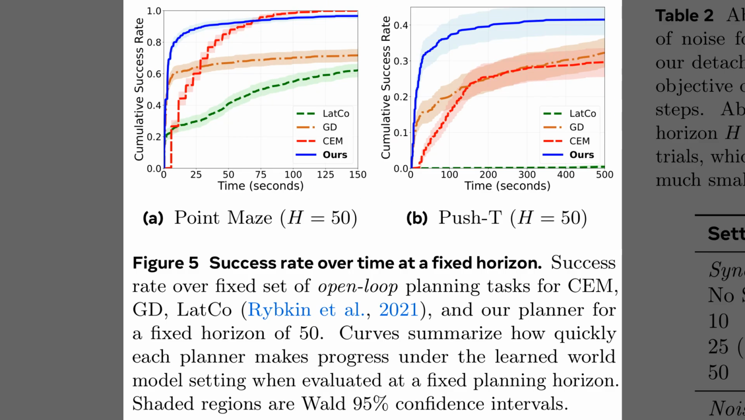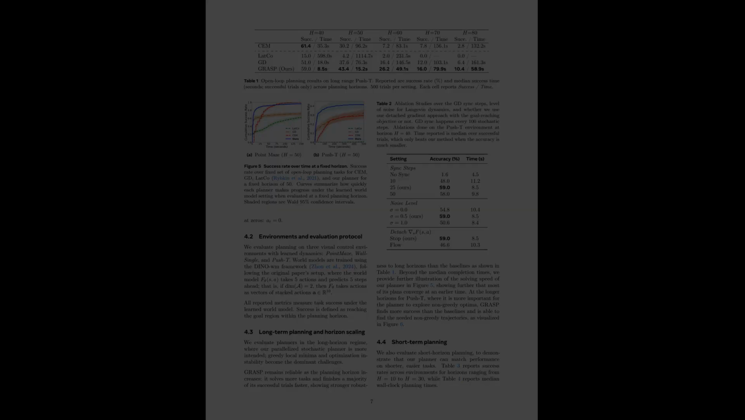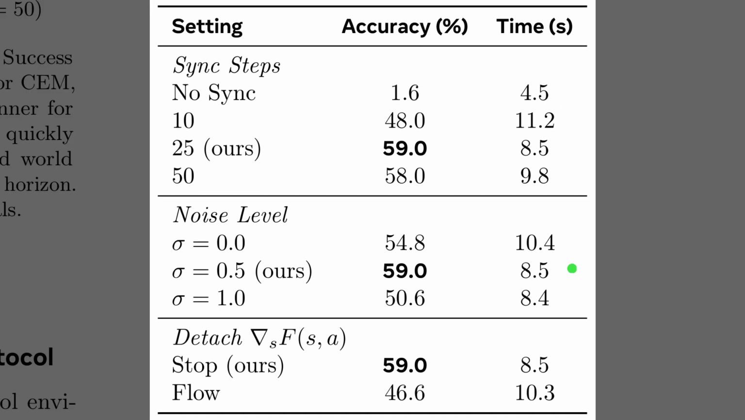Well, beyond just raw success rates, Figure 5 breaks down the speed of convergence. Here, we see the cumulative success rate plotted against wall clock time for a fixed horizon of 50 steps. On the left, panel A shows the point maze, while the right, panel B, displays the more complex push T task. In both cases, the solid blue line representing GRASP rises much more steeply than the baselines. This indicates that it finds valid plans almost immediately, whereas methods like gradient descent or the cross-entropy method take significantly longer to make progress.